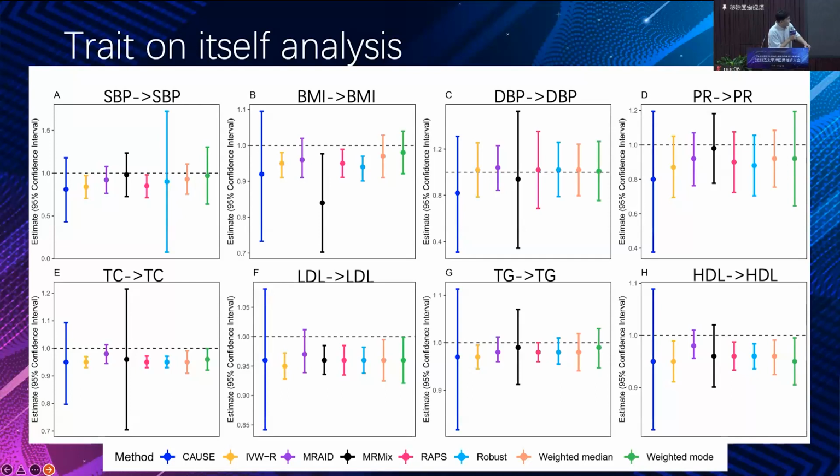For other methods, for example the MR-Mix method, the black color, some traits are covered by the true value and some are not. For example, in BMI and LDL, MR-Mix gives unreasonable estimates.